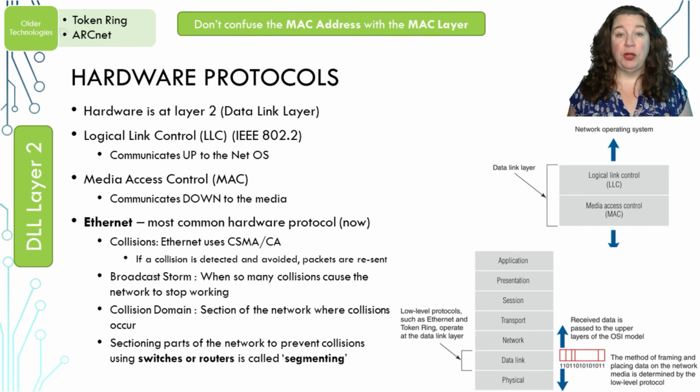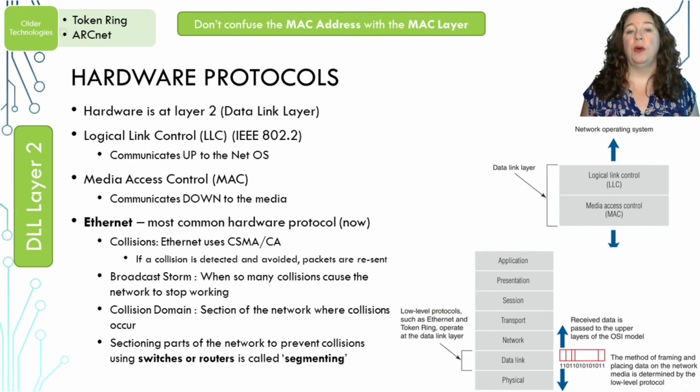Okay, again, remember layer 2. Always go from the bottom up. Layer 1 is physical. That's where your cable is. That's where your media is. And then we move our way up. Of the two that are inside of our DLL layer, our logical link control will communicate up and our media access control communicates down.